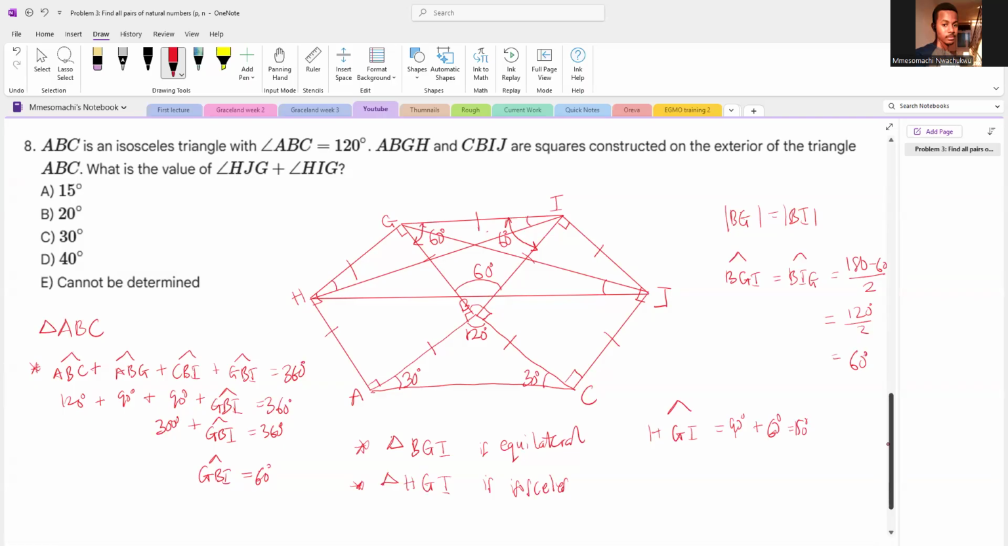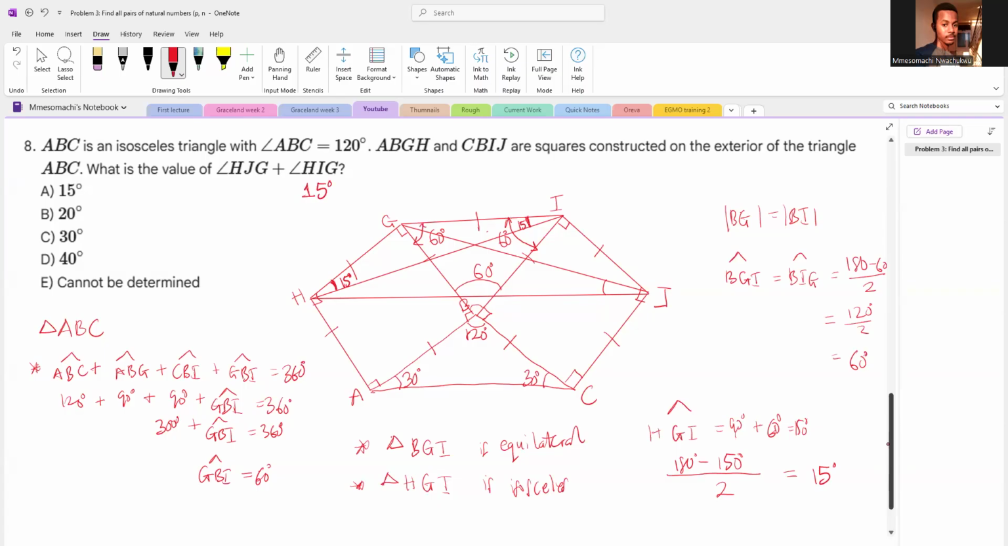So now we can find the base angles. To find the base angles, we just have to do 180 degrees minus 150 degrees, divided by 2. And this should give us 15 degrees. So this angle here is 15 degrees. This angle here is 15 degrees. So basically angle HIG is 15 degrees. So we found one of the angles that we want to solve.